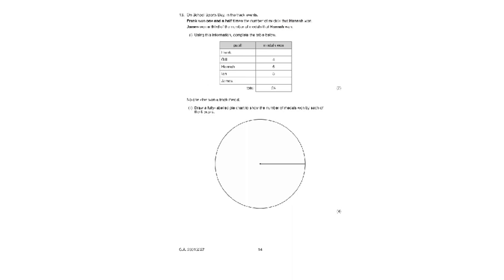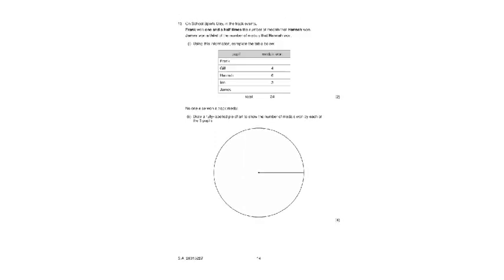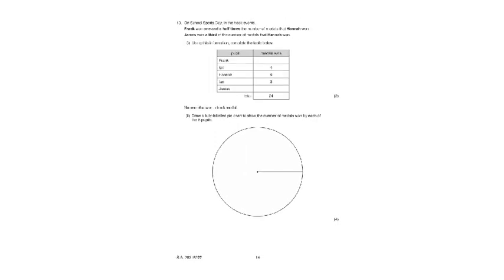Okay, pie charts. So the key to pie charts is how many 1 is. Frank won 1.5 times the number of medals that Hannah won. So this is 6 times 1.5. That's 9. And James won 1/3 of the number of medals that Hannah won. 1/3 of Hannah is 2. And that should come to 24 if we've got it right.